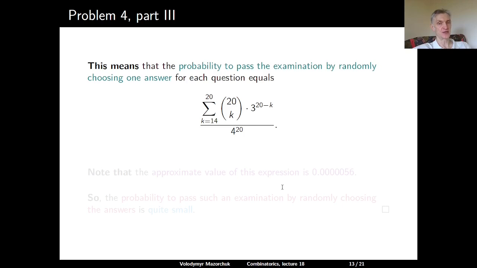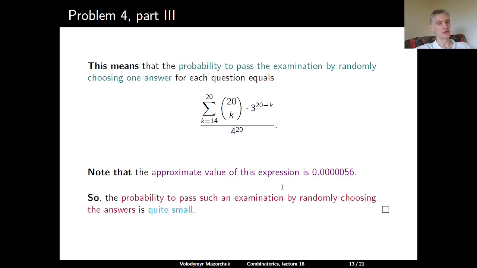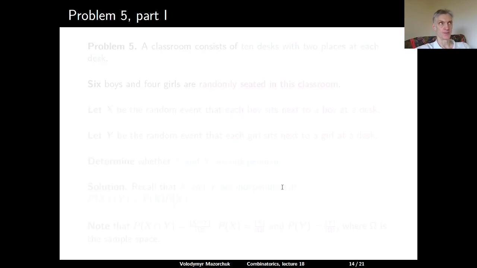The denominator is 4 to the power 20, and the numerator is the sum over all k from 14 to 20 of 20 choose k times 3 to the power 20 minus k. One can approximate this as a real number, so the approximate value of this expression is 0.000056. So the probability to pass such an examination by randomly choosing the answers is quite small.